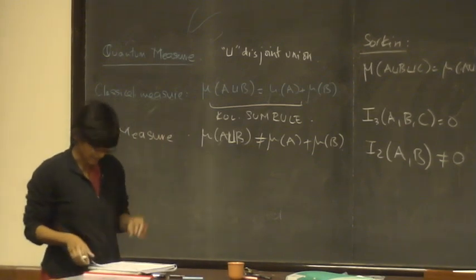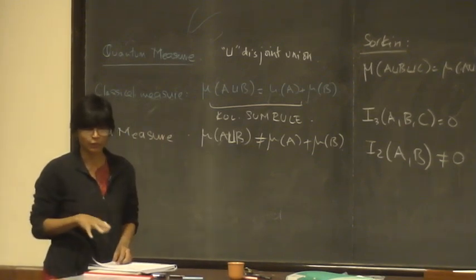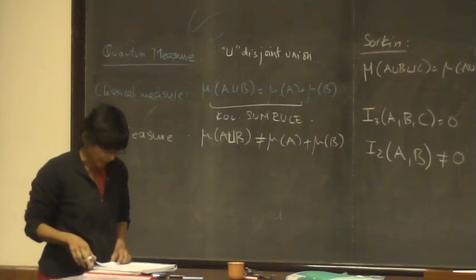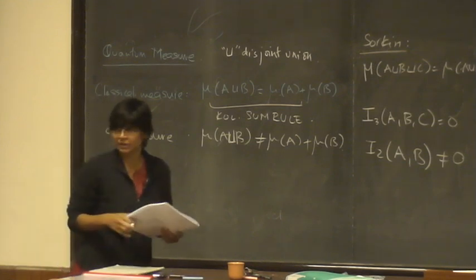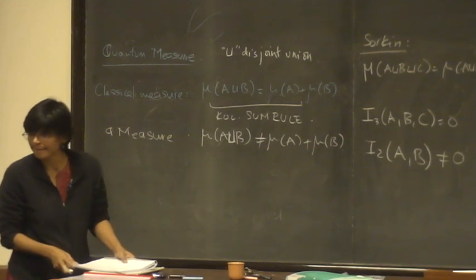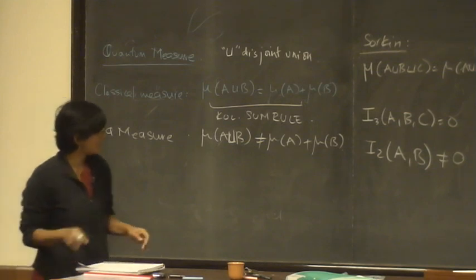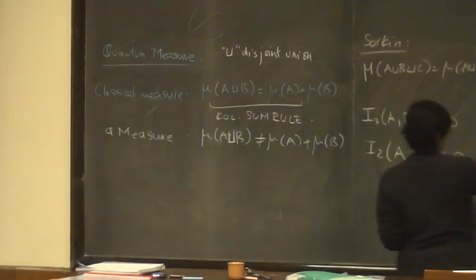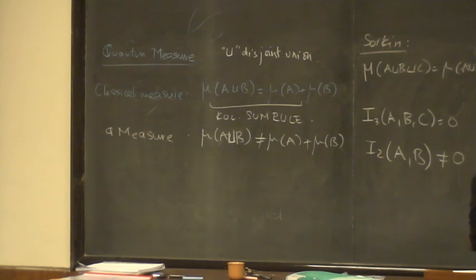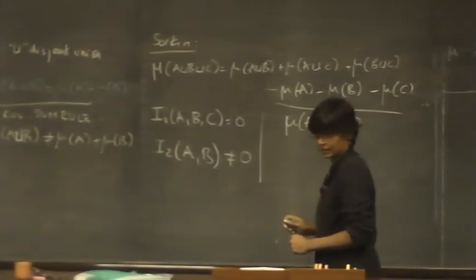You can generalize it, and so there's a nice little algebra you can do with these things. I'll just say a few words about this. So, just to summarize and clarify: quantum measure is just a positive number for each event, which satisfies that relation.